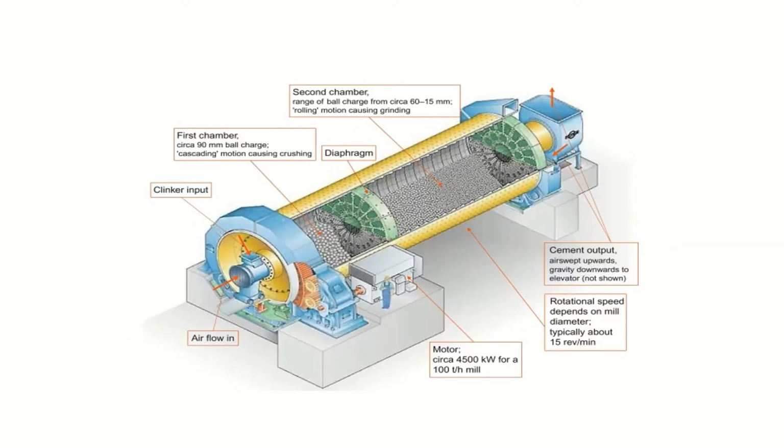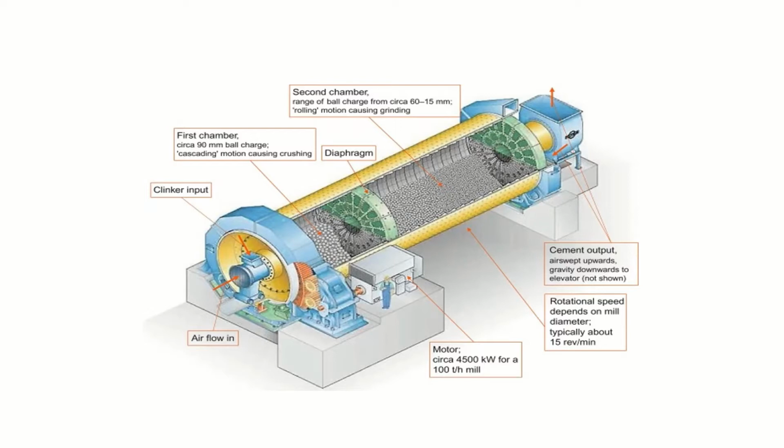This is the ball mill in 3D. As we can see, there's a clinker input, airflow in, and a motor of about 4.5 kilowatts for a 100 per hour mill. The rotational speed is typically 15 revolutions per minute, and the cement output is air swept upwards, with gravity downwards to the elevator.